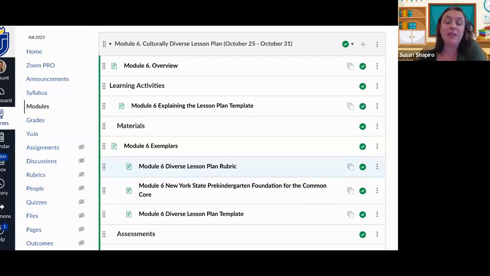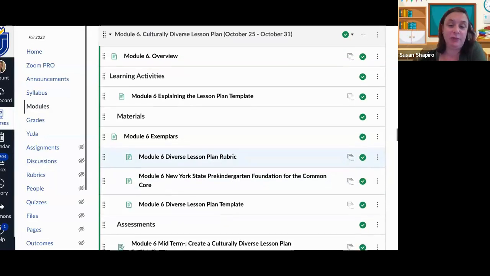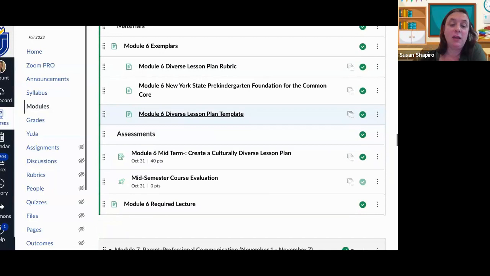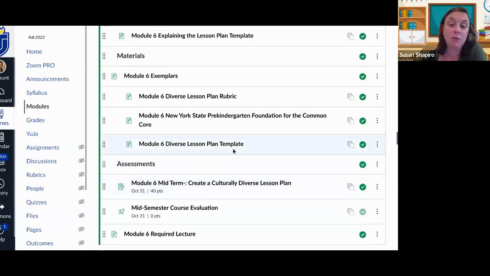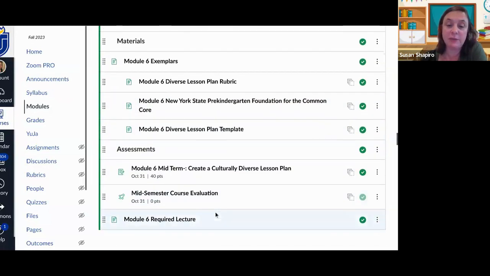So this is the culturally diverse lesson plan. And on it, there's the required lecture, which is basically what I'm doing now, me going over it. There are the instructions, which are here. There is the template, which is here. And then these are the links to the Common Core standards.